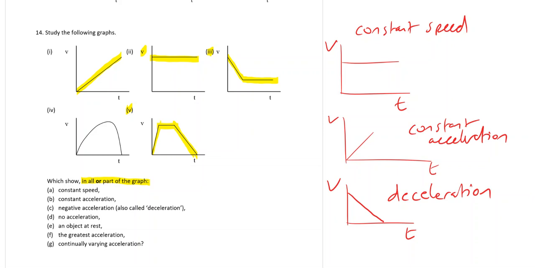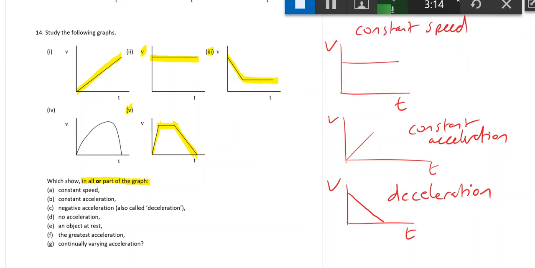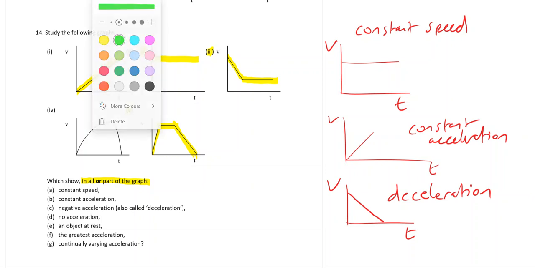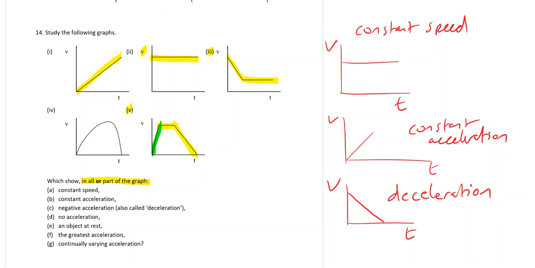Object with the greatest acceleration, so remember the gradient of the line is equivalent to the acceleration, so you're looking for the steepest gradient, and the steepest gradient we can see, I'm just trying to move that out of the way, looks to me to be graph 5. Okay, so for graph 5, this gradient here, and remember the gradient is m is equal to y over x. It's the greatest change per second of velocity.